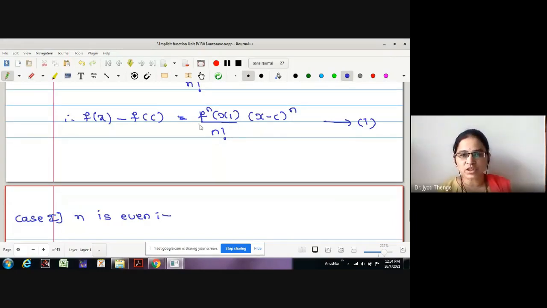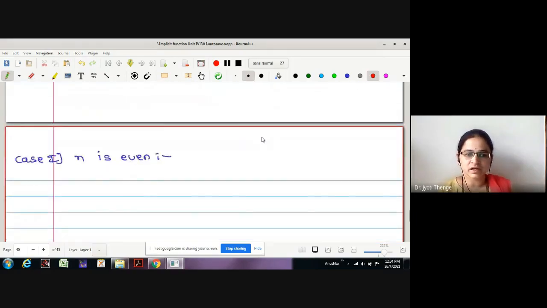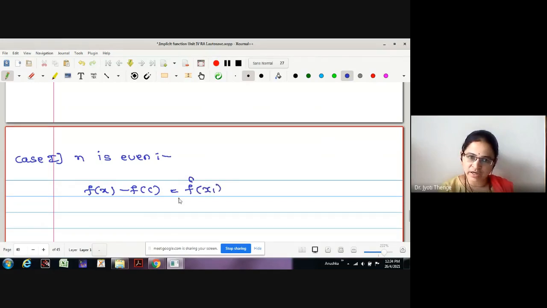What about this denominator n factorial? This is always non-negative. Okay, for the n even case I am discussing this. Let me rewrite the statement. f(x) minus f(c) equals f^n at the point x1 upon n factorial times (x minus c) raised to n.